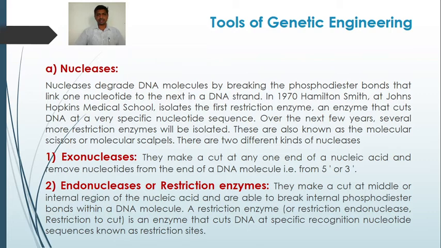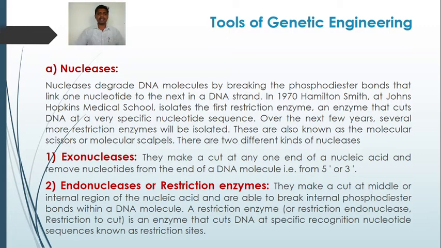So exonucleases cut the DNA at the end of the DNA molecule, either from the 5' end or the 3' end, while endonucleases make a cut at the middle or internal region of the nucleic acid and are able to break internal phosphodiester bonds within the DNA molecule. So it cleaves the DNA within the middle or internal region of the nucleic acid.